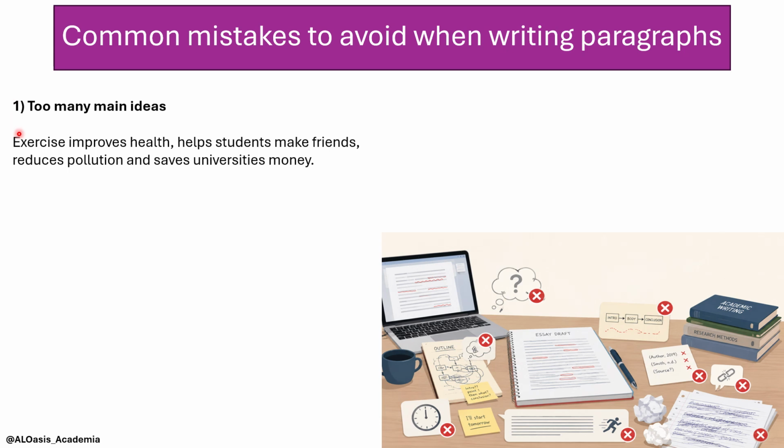So I see, for example, in one paragraph, a student might talk about exercise improving health, helping students make friends, reducing pollution, and saving university money. All of these ideas can be developed into a full paragraph on its own if you use the ideal framework. But we can see here that the student just crammed and crowded this paragraph with a lot of ideas in just one paragraph.